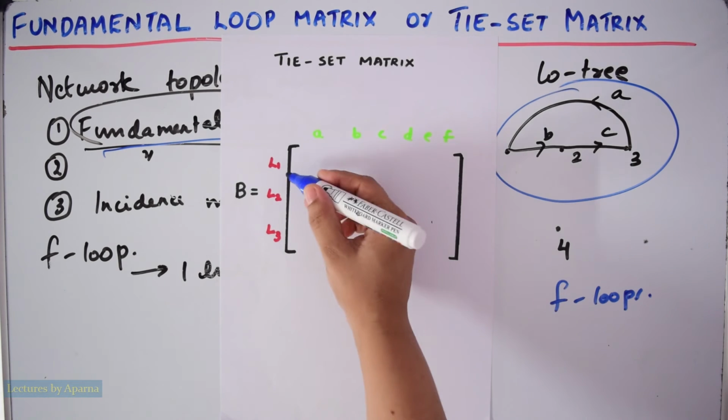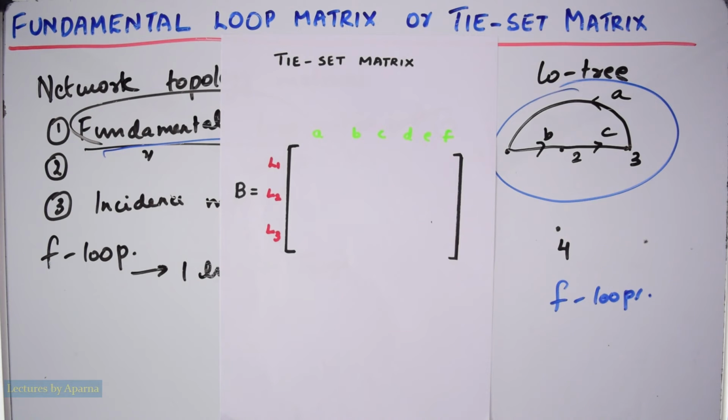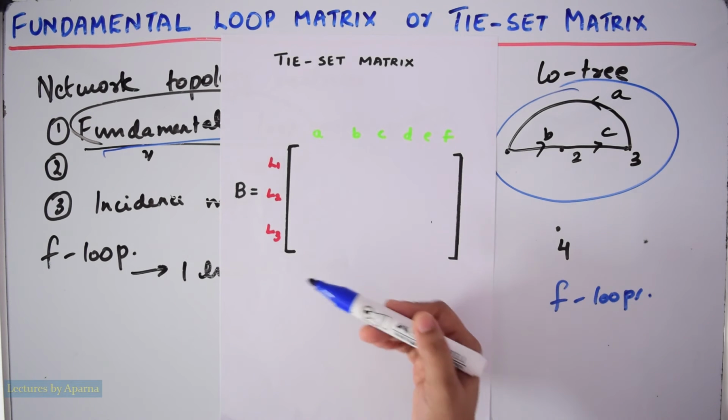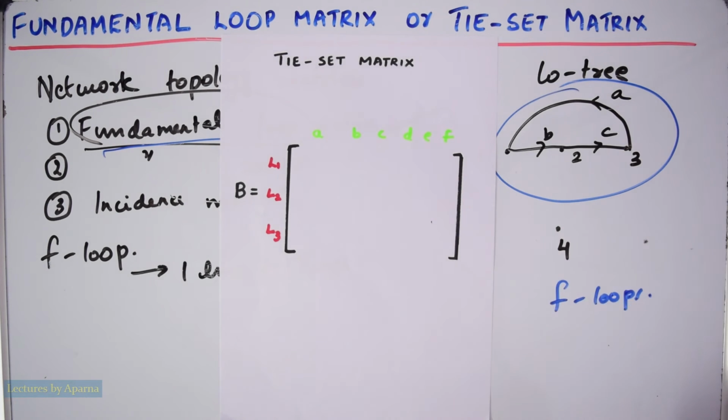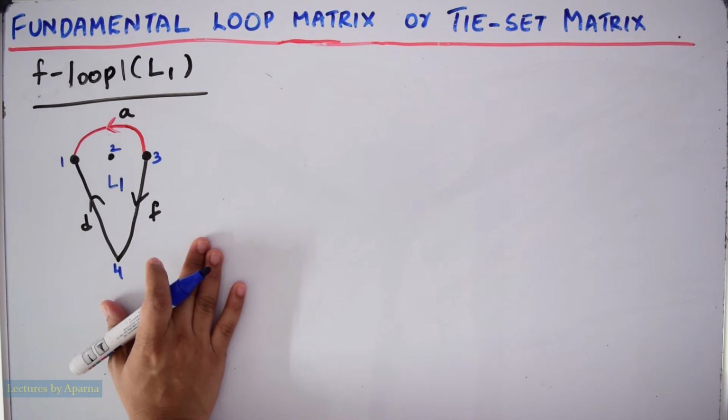So write the loops L1, L2, L3 here and branches A, B, C, D, E, F here. You don't literally write these names here when you write the matrix. I am showing this to make it easier to explain. Now let us consider fundamental loop 1 or L1.